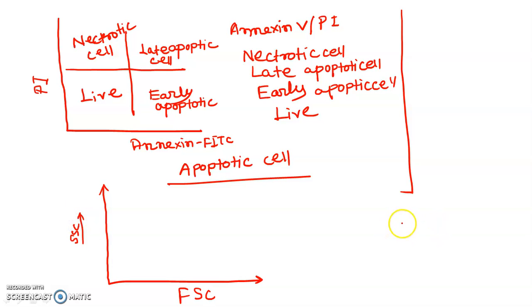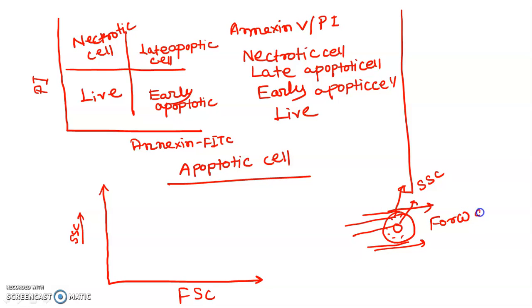And we know that during a FACS experiment, the internal granularity or complexity of the cells is represented by the side scatter. The higher the internal complexity of the cells, the higher the side scatter, or SSC, right? And the shape of the cell is represented by the forward scatter. So forward scatter represents the shape of the cell, and side scatter represents the internal complexity or granularity of the cell.